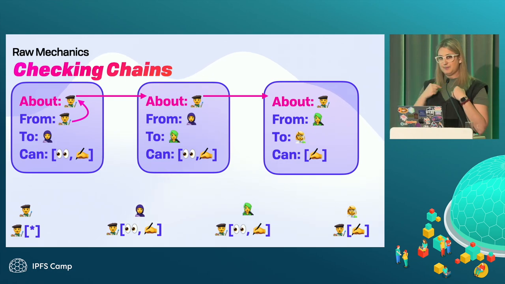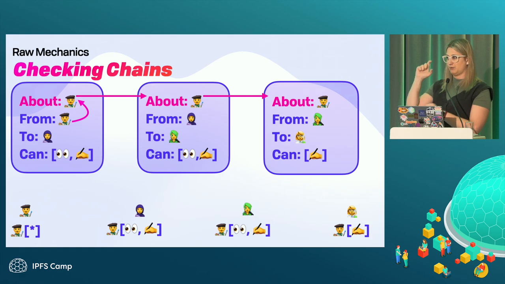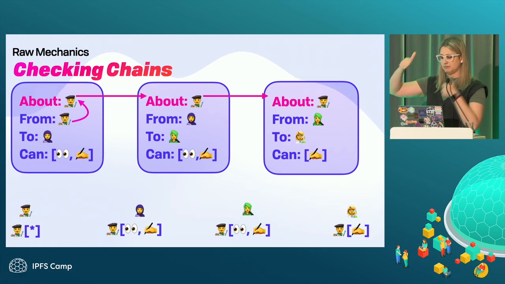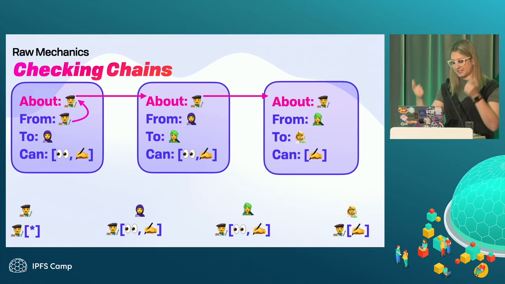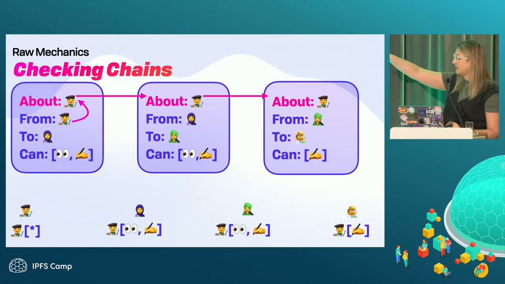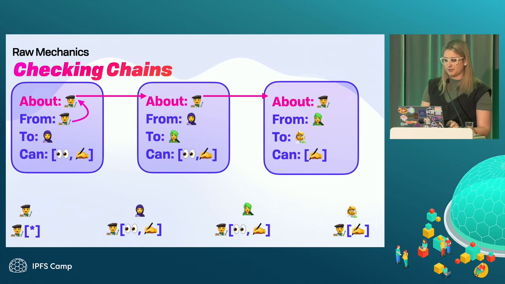So we know the email server sent this to me. They were the first one. This is about them. Cool. We've bottomed out on the root authority because it's self-certifying now because those two match. And every other delegation says, this is about the email server. This is about the email server.